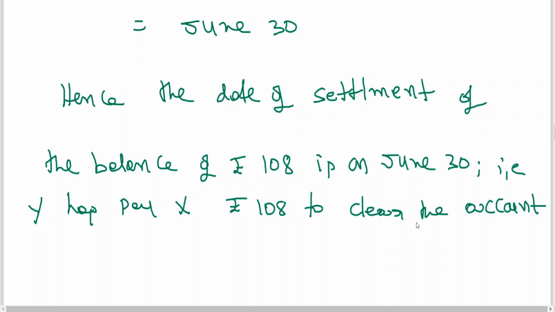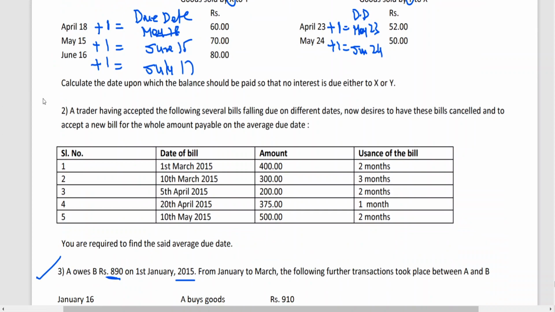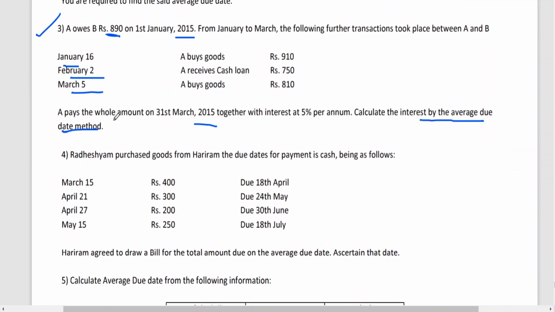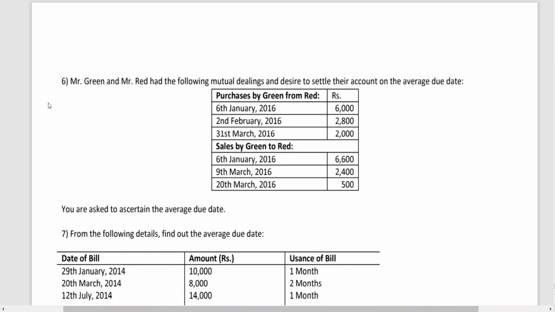Like this we can work out a few problems. This also has been completed. Second has already been completed by us. Third is completed. Fourth has already been given as homework. Fifth is completed. The sixth problem.